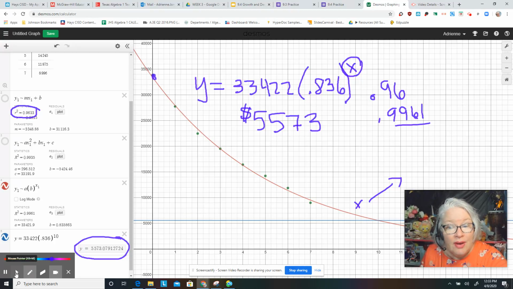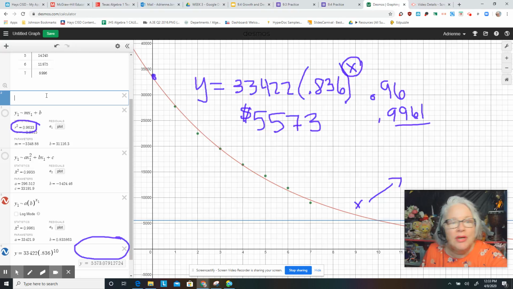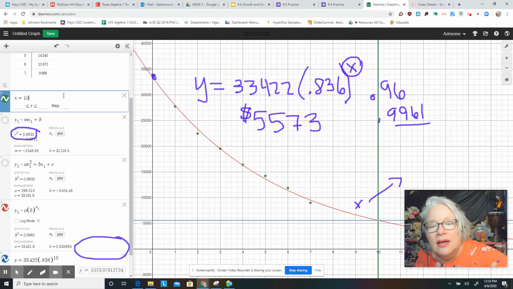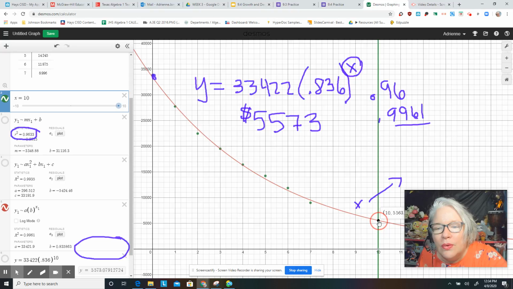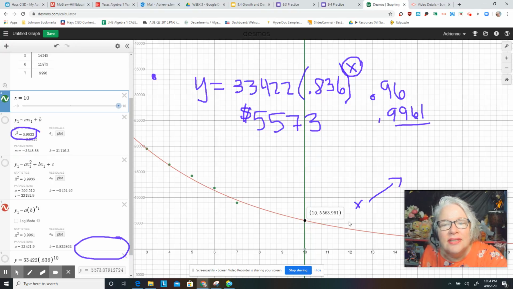I am going to do it graphically now. I'm going to add another expression. I'm going to make x equal 10. We've done this in class. So let's see. Let's take this one out. Oh, it's behind my head. So right there, $5,563.96. Now, why was my calculation using this equation not exact?